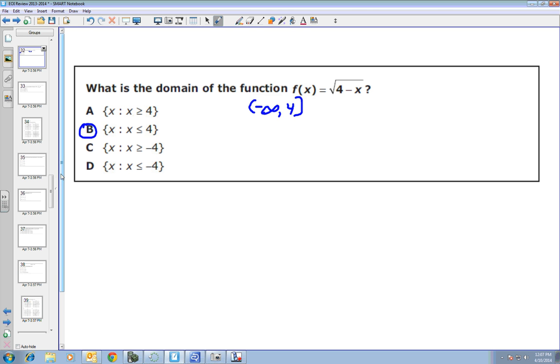X is less than or equal to 4. So anytime it says domain, that's what we're looking at. Okay? The range is your y's. How far up, how far down it goes. All right, so let's look at the next one.